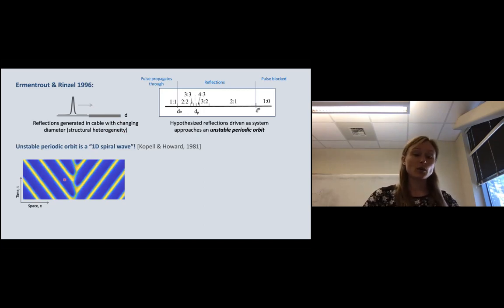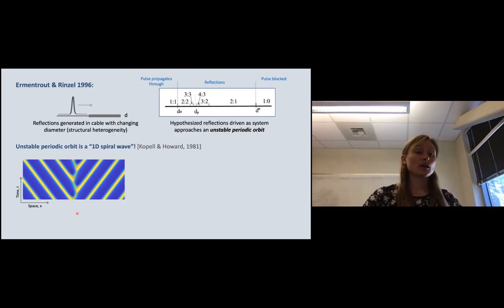This 1D spiral wave takes the spatiotemporal form that we're seeing in this diagram here. You can think about it as an infinite series of spontaneous reflections. Here we see that at the core region, there are these reflections happening. And I want to emphasize again, there's nothing that's generating these reflections. There's no structural or functional heterogeneity in this diagram. And it's infinite, so picture this continuing infinitely in time as well.